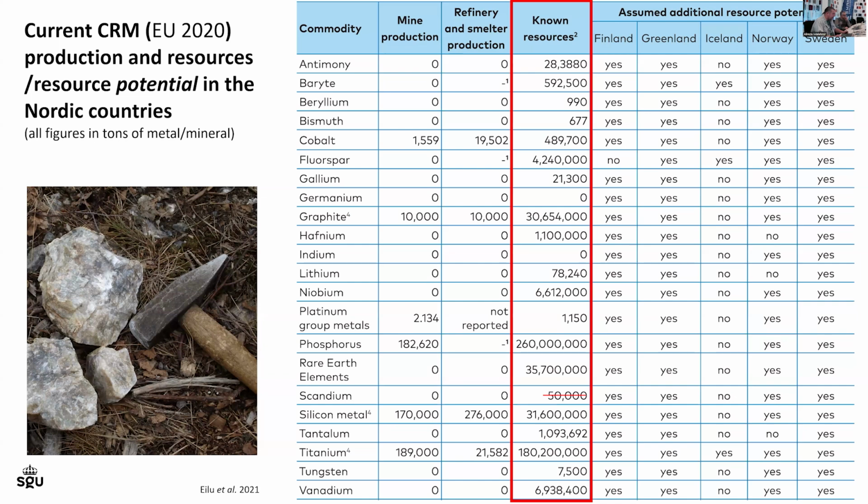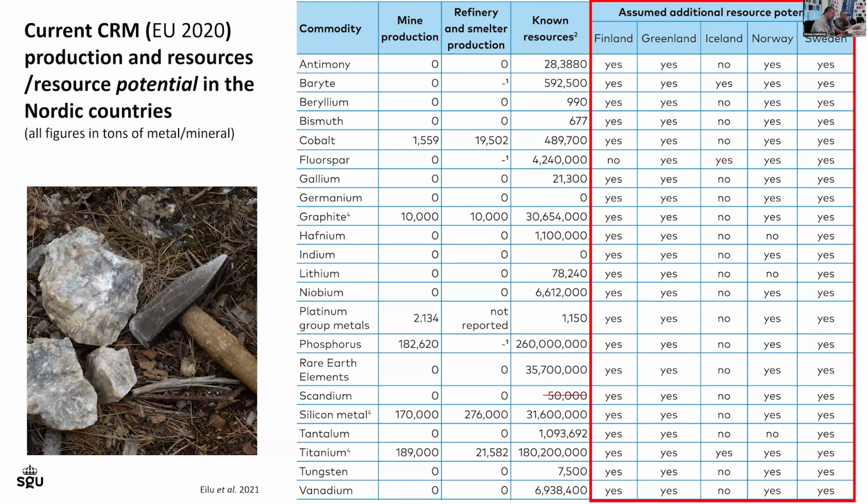So you can see we have rather huge amounts of many of these critical raw material resources known. And then, of course, if we go to the great number of right-hand columns, assumed additional resource potential for each and every country here, we see that most are, happily I say, answered with a yes. We do believe or even know that we have additional resource potential for these particular CRMs in the Nordic countries. And this means that we are basically underexplored.